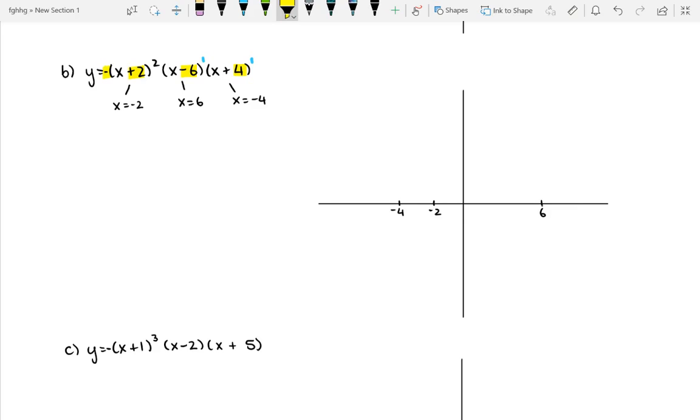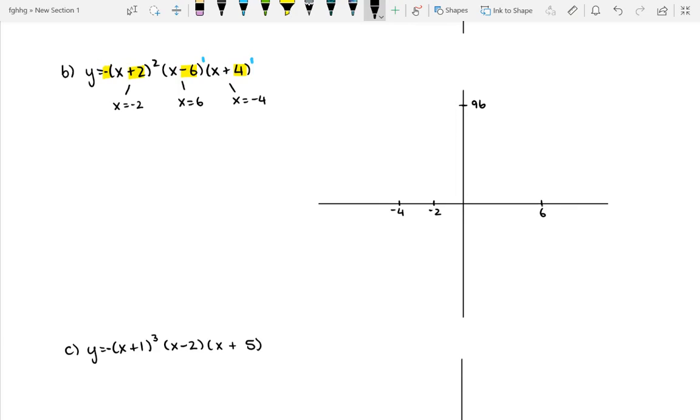So if we figure out what our y-intercept is here, we're going to do -1 times 4 times -6 times 4. That's going to give us +96 as my y-intercept. So again, like I said, I'm sketching here, so my scale is a little bit off. So I've got 96 up here.